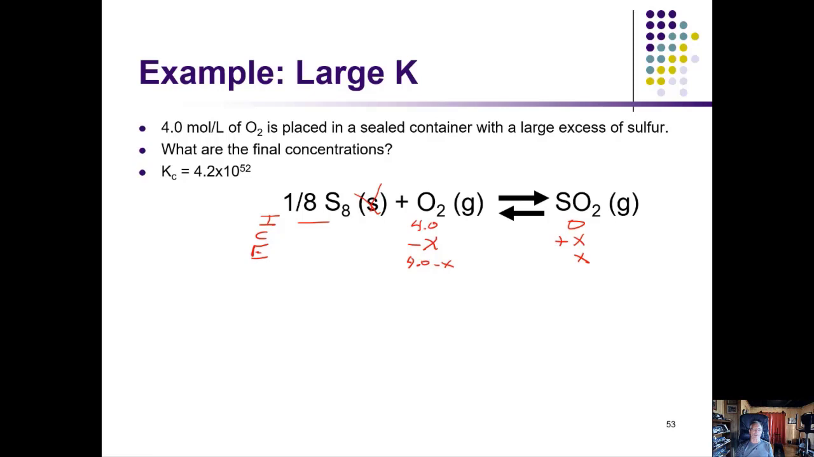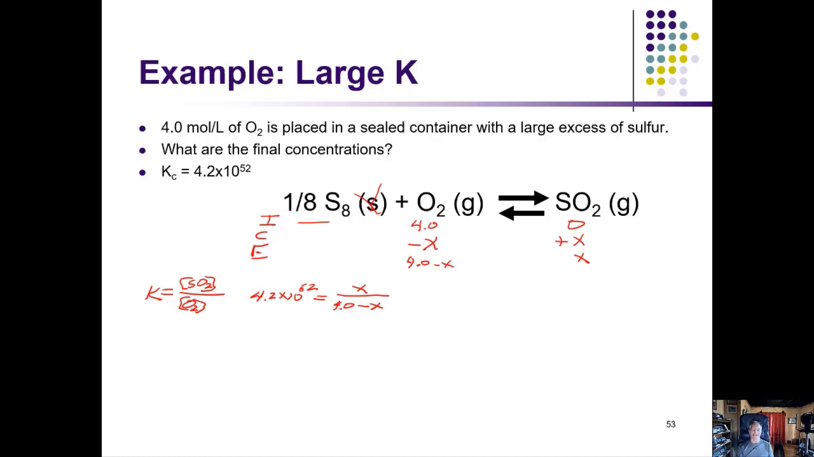Let's set up our equilibrium constant expression. I'll do it over here. K is equal to SO2 divided by O2. Now I'm just going to plug in my values. So my K value is 4.2 times 10 to the 52. That's going to be equal to x divided by 4.0 minus x.